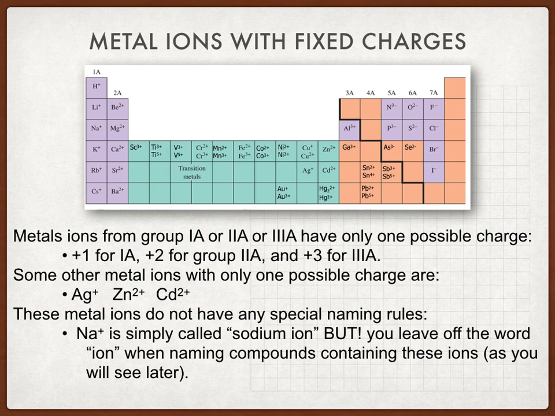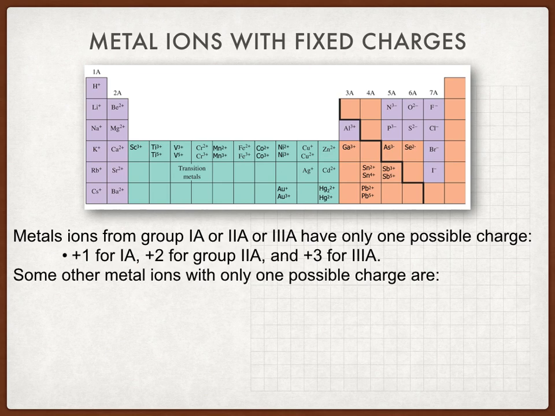Okay, so when we start naming ions, sodium cation is simply called a sodium ion or sodium cation, but you have to leave off the word ion or cation when you are naming compounds. And you'll see this a lot later, okay? So when we're talking about them individually, we can say the sodium ion or the sodium cation, but when we're talking about them in terms of a compound, we're going to drop the anion and cation, and we're just going to say sodium.